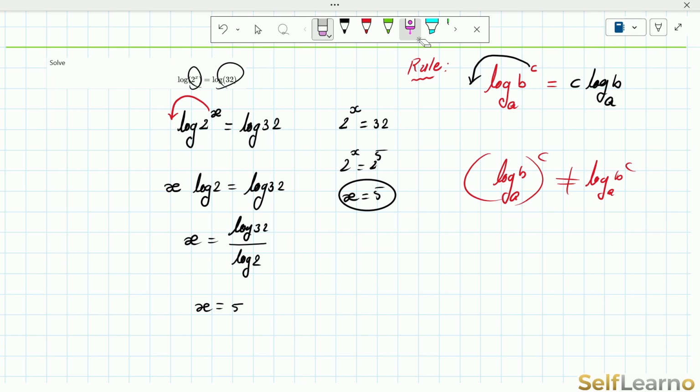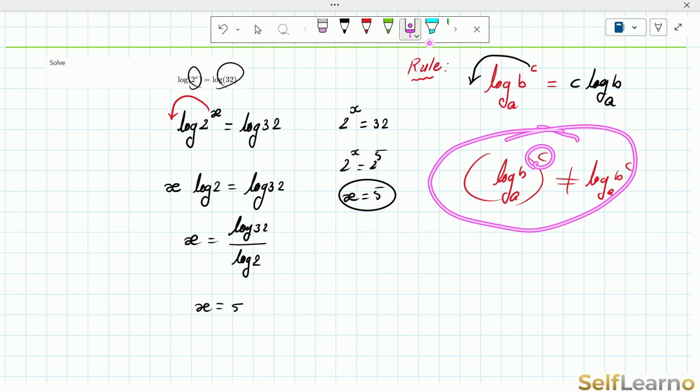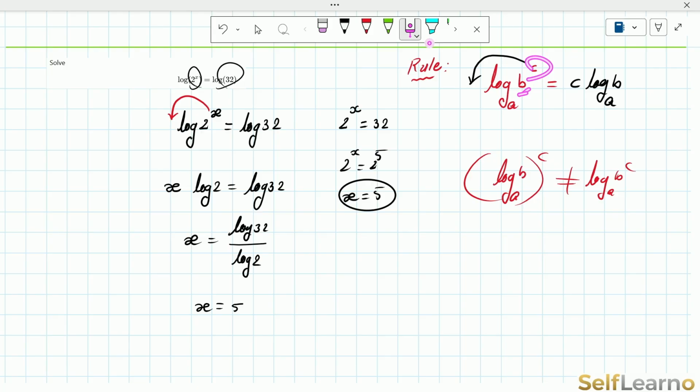My dear students, what is important for us? You cannot bring this c in front. Here you can, because this c is the power of b. It is the power of the argument. If it is the power of the argument, you can bring it in front. But if the power is applied to everything, you cannot.